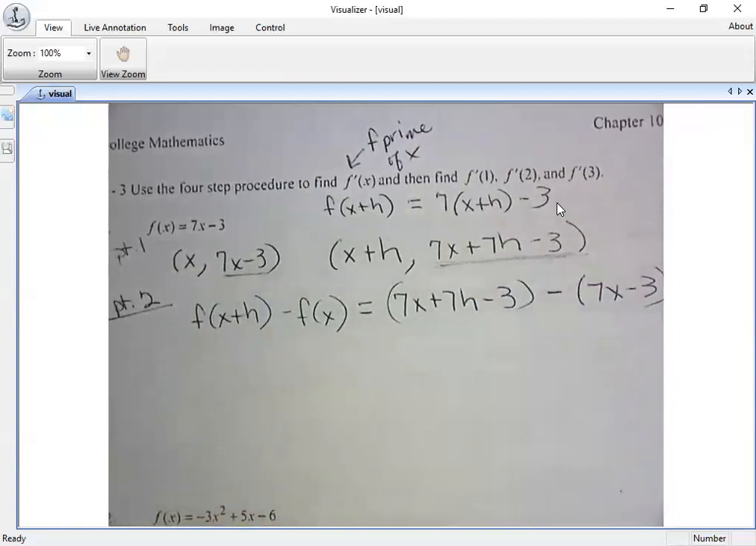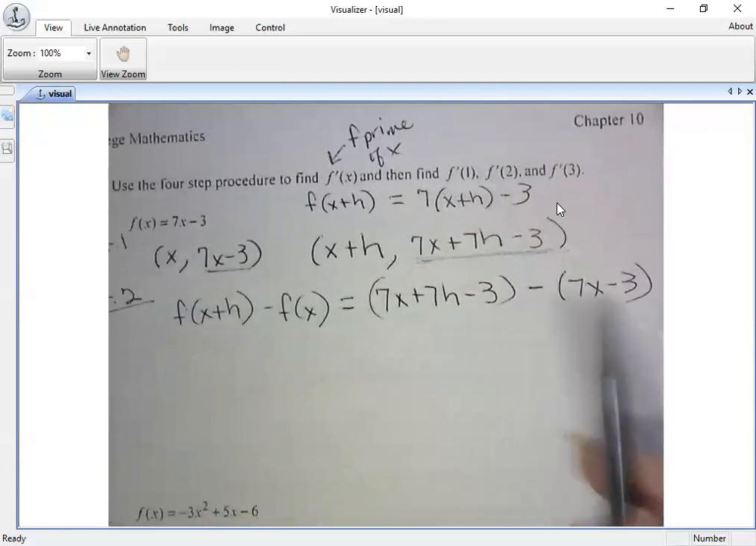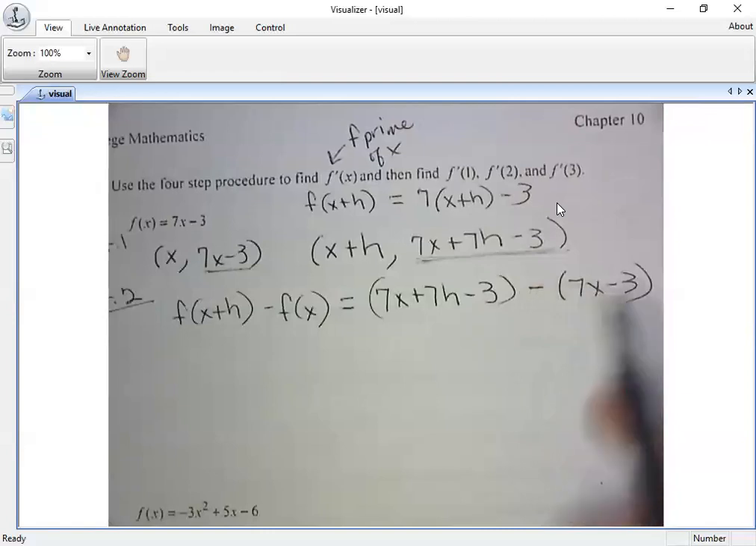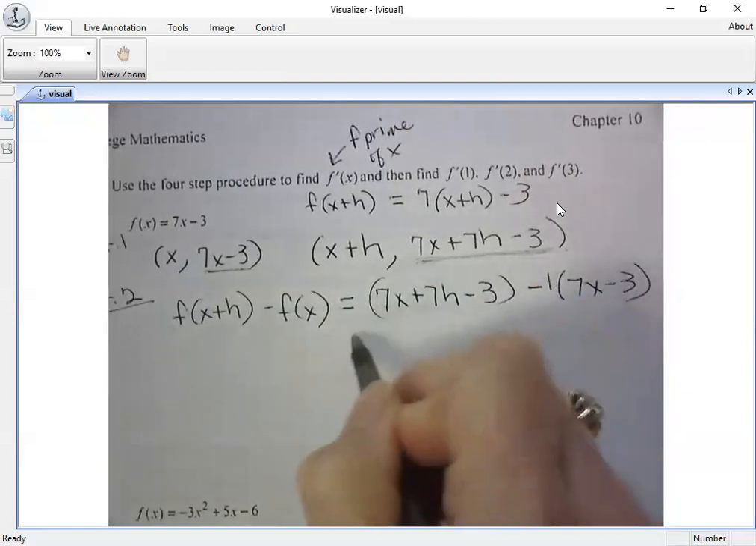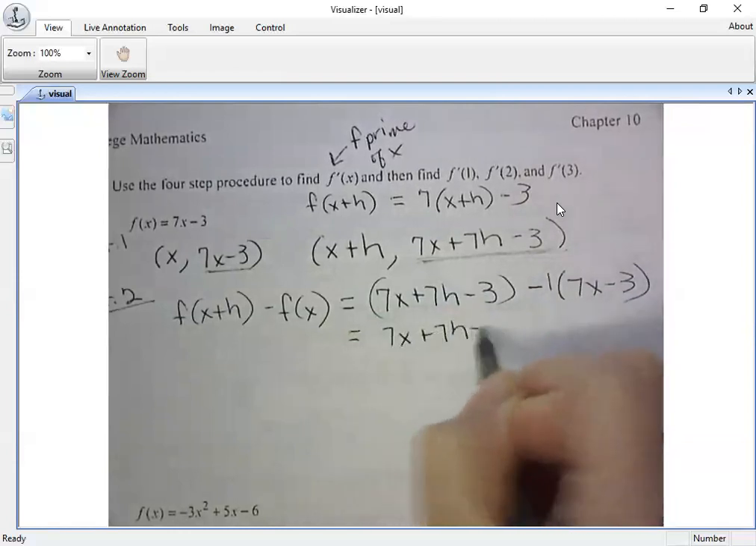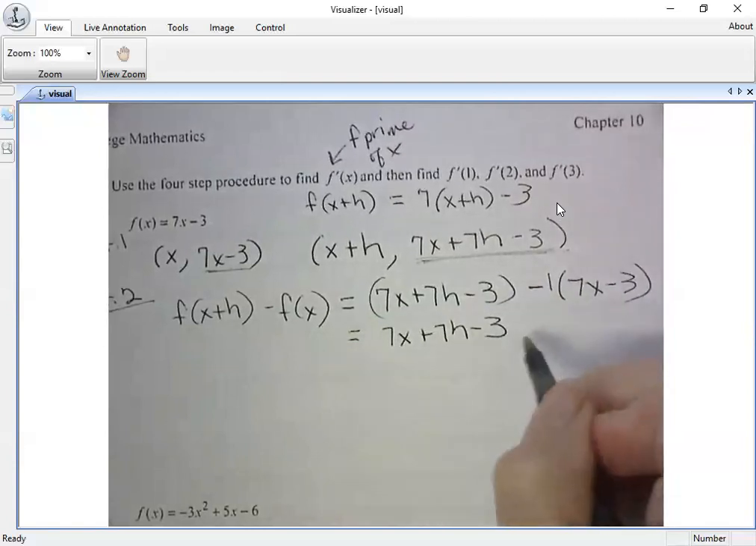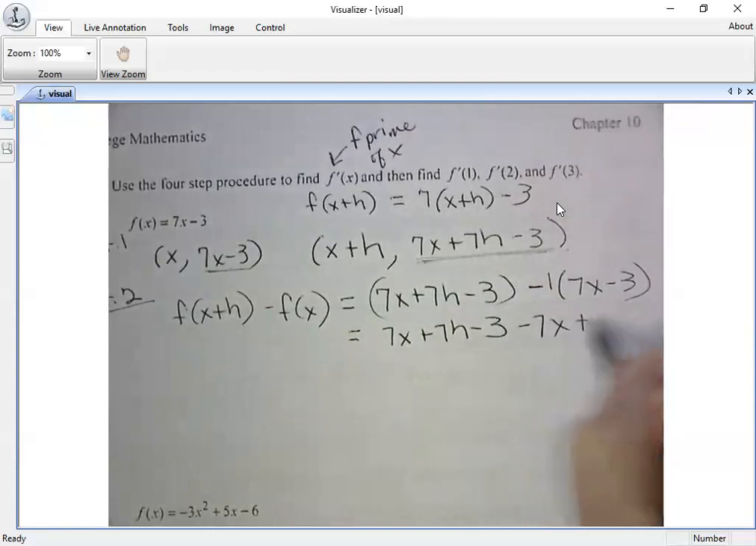Now, the reason this is listed as a separate step is because with that minus sign, do I have a little bit of cleanup I need to do here? I actually do. I'm going to have to do what with the minus sign? Distribute through this parentheses. So that's going to equal, and I don't need the parentheses around the first one. So that's just 7x plus 7h minus 3. What will I write now after I've distributed the minus 1? Minus 7x plus 3. Very good.